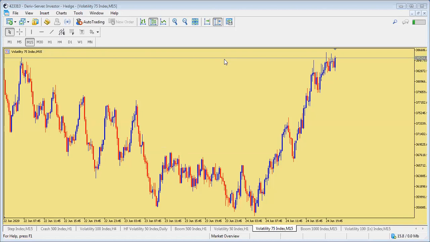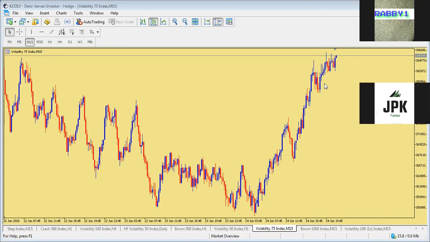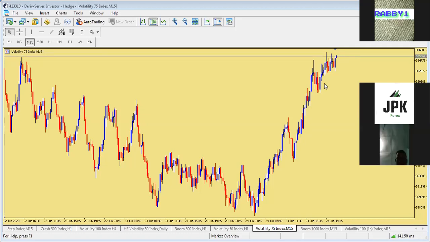I just want to show you some tips on how to use multiple time frame trading, because I can see that most of you find it difficult to trade using multiple time frames. In trading, especially VIX, or the volatility index, you will need to understand multiple time frame trading.